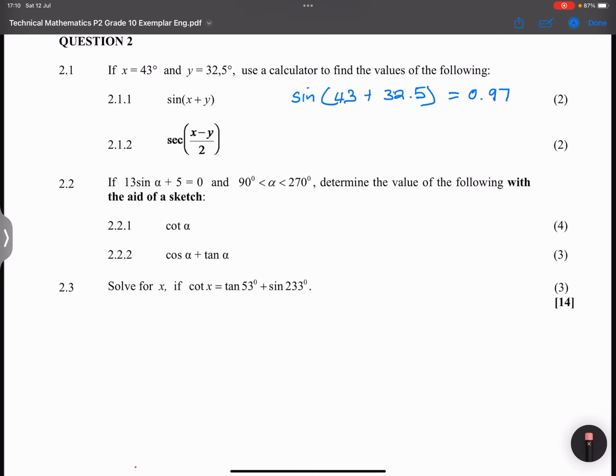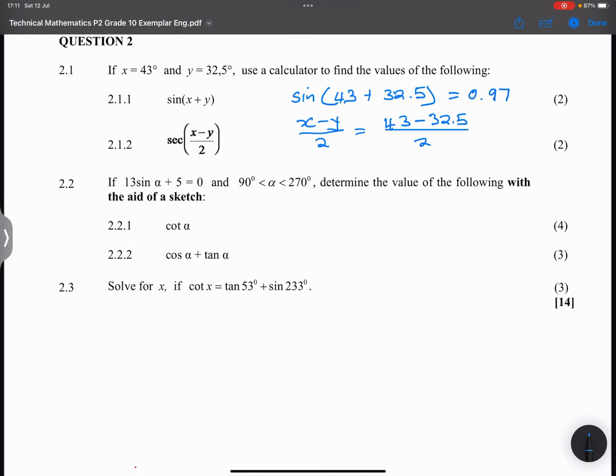But I'm going to cover that adequately in lessons to come, ladies and gents. For now, we've got the sec of x minus y over 2. So let's work out the angle. What is x minus y over 2? That's 43 minus 32.5, divided by 2.